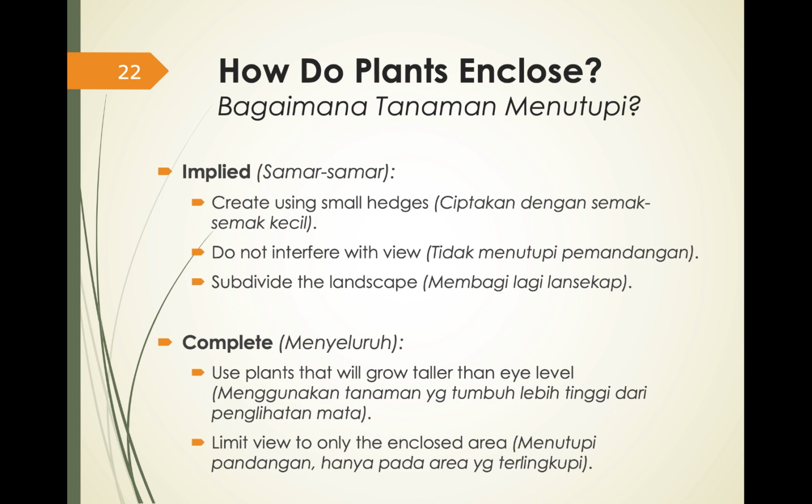And next, how do plants enclose completely? First, by using plants that can grow taller than eye level. And second, by limiting the view to only the enclosed area. These two methods are used both to block the movement and the line of sight.